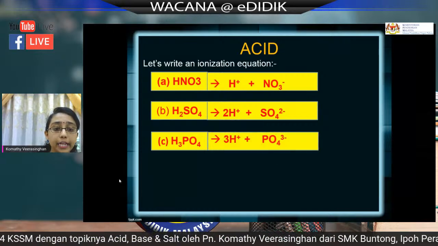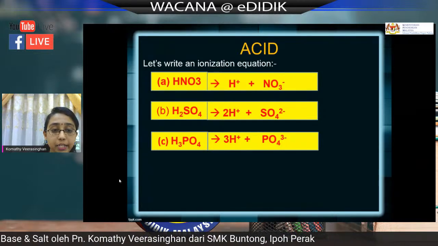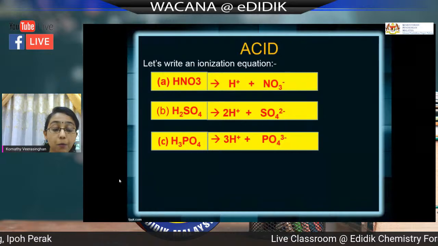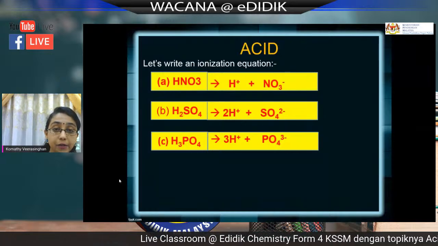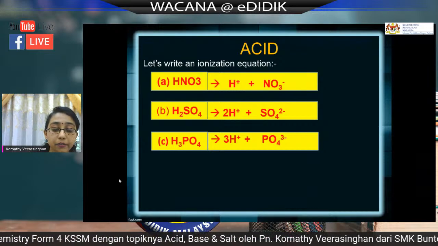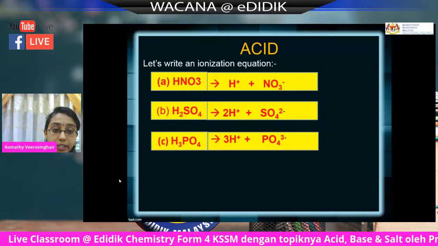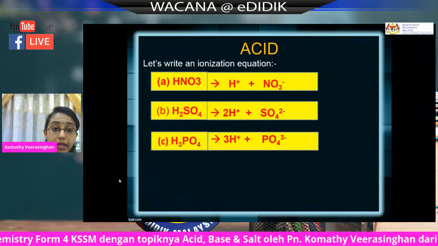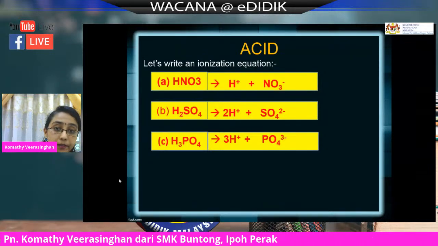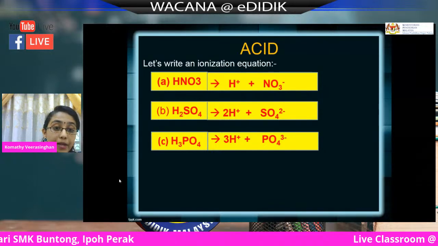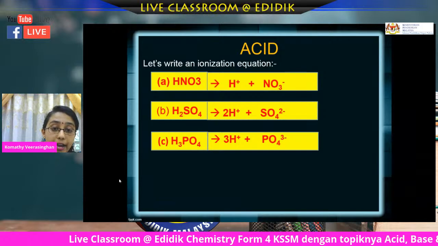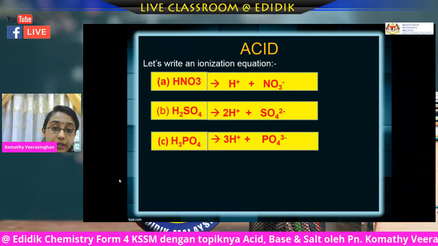Third, H3PO4. H3PO4 is phosphoric acid. When one molecule of phosphoric acid ionizes, please look carefully at the formula. The formula of phosphoric acid is H3PO4, right? One molecule consists of how many hydrogen? 3, right? So, when it ionizes in water, it will produce 3 mole of hydrogen ion and phosphate ion.